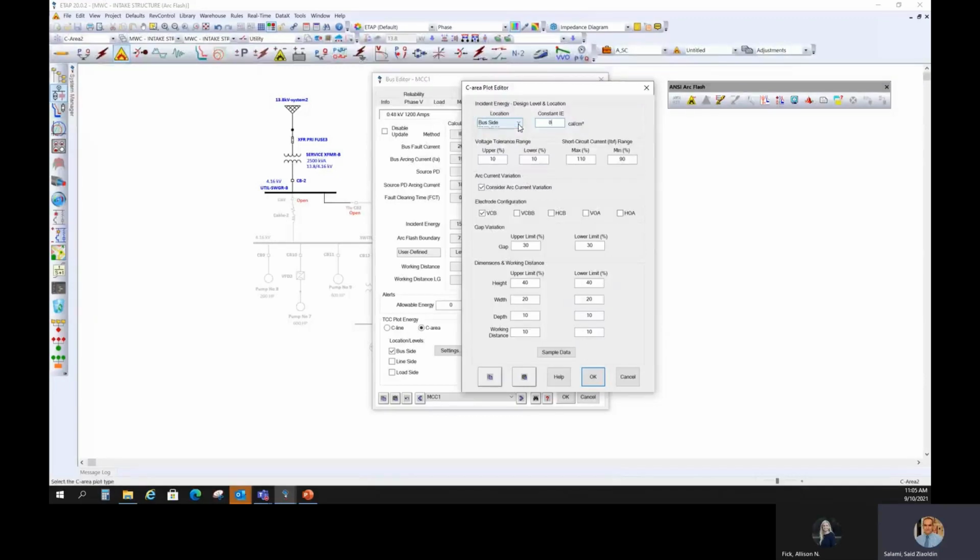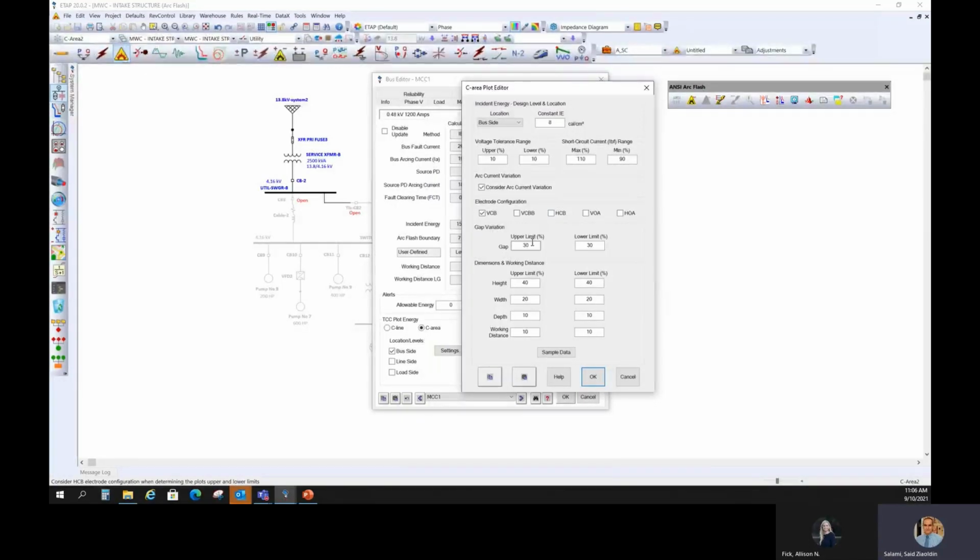And we have choices of the location: bus, line side, or load side. Let's stay with the bus side just for presentation. We have voltage variation tolerance. You can put any variation that you want. Short circuit: symmetrical current, 3-phase bolted fault current, variation, min and max. We can consider the arc current or not. Electrode configuration: you can select vertical or horizontal or both, depending on your configuration.